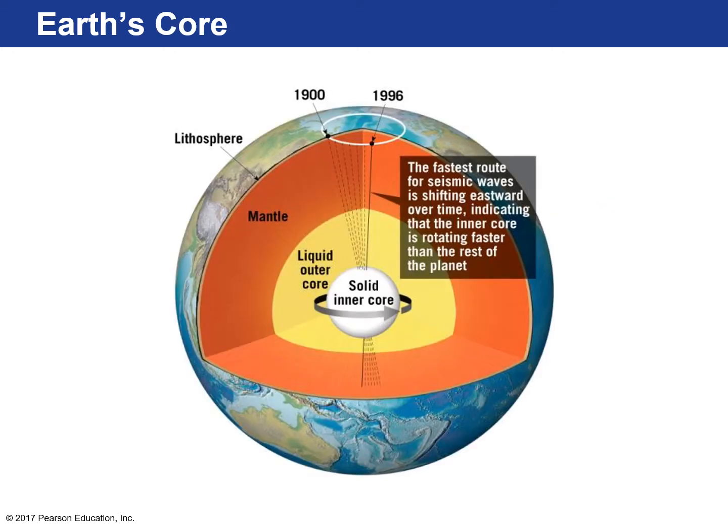So yeah, let's see. Here we go. This is the solid inner core. It rotates independently of the Earth's rotation. And the reason we know it rotates is because the fastest route for seismic waves is shifting and turning eastward. Over the past 96 years of collecting seismic data, we've noticed that the path for the fastest seismic waves is moving eastward, and that indicates that the solid inner core is rotating.